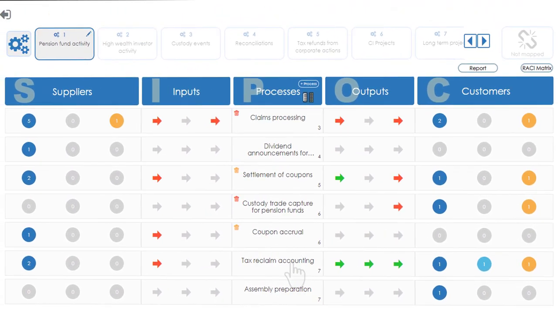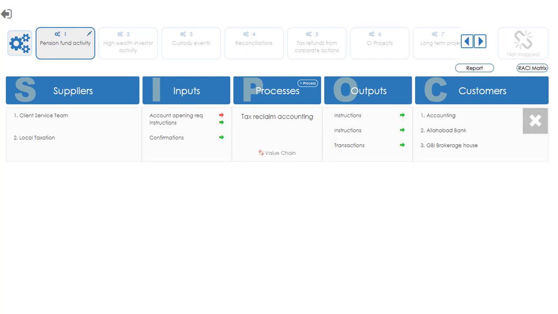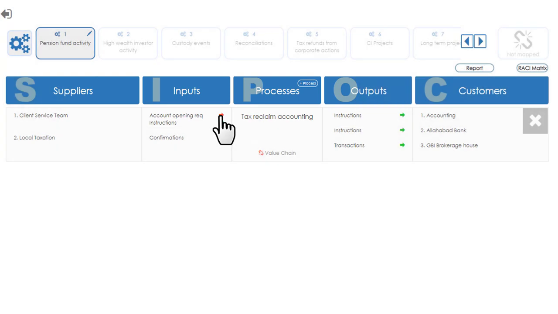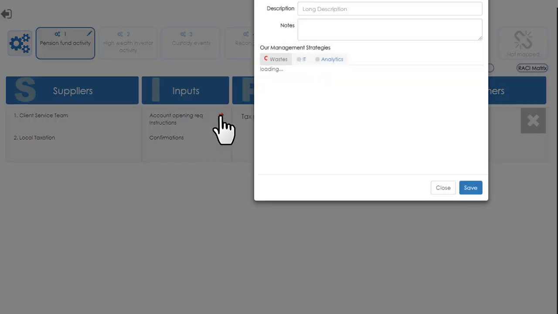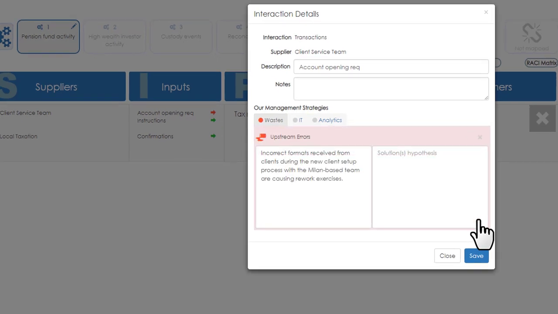Reviewing the tax reclaim accounting process, we see a faulty incoming interaction on an electronic feed from the client services team. By drilling into this inflow, we learn that upstream issues with formats from incoming client queries are causing a bottleneck. Dennis is convinced and decides it's time to take action.